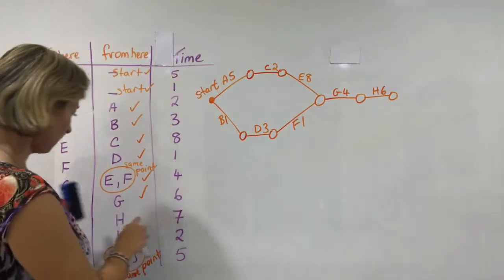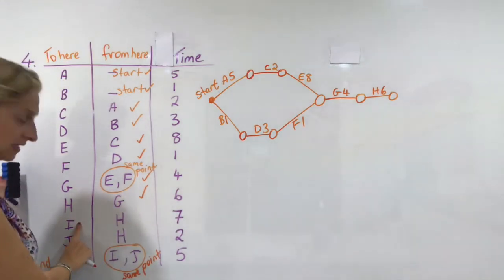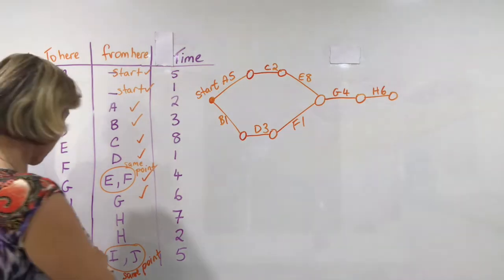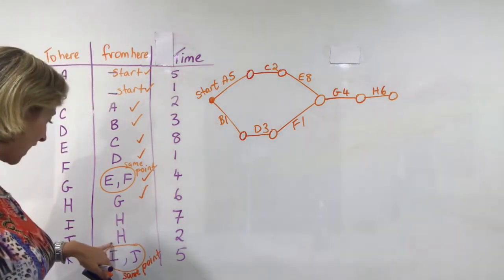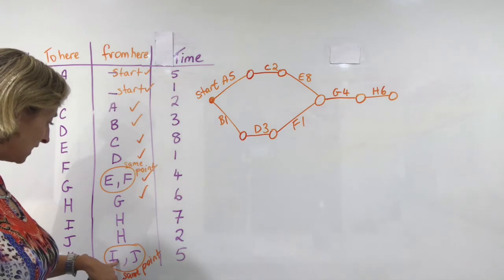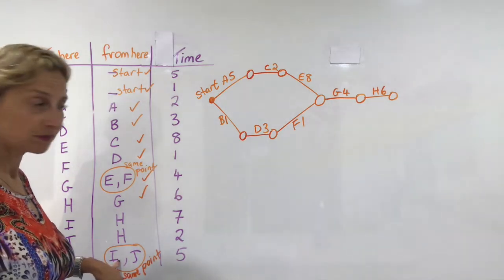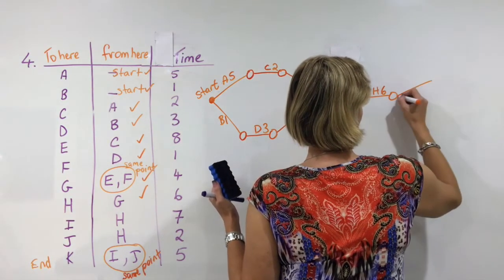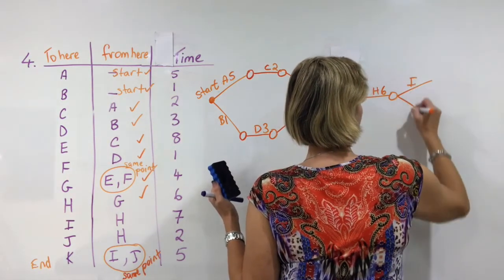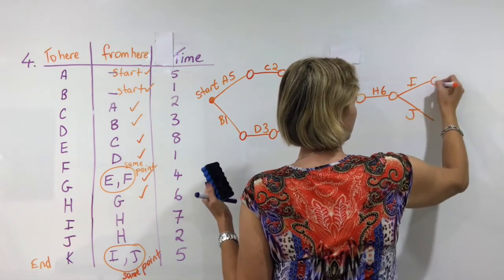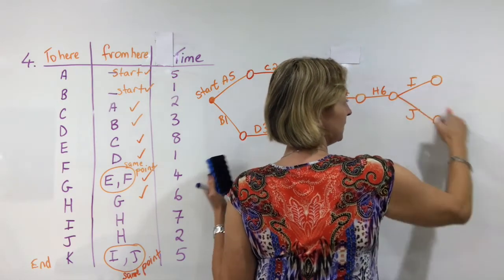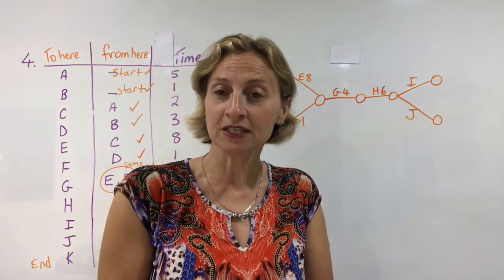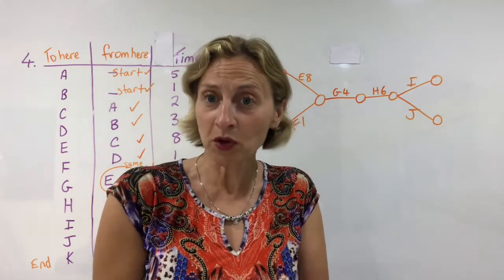Then what do I have? I have H to I and H to J. So H has to go to I and J, but I and J have to be the same point. Now that's a bit strange, isn't it? Because how can I have I and J being 2 separate activities, but they have to go to the same point? Well, that's impossible, isn't it?